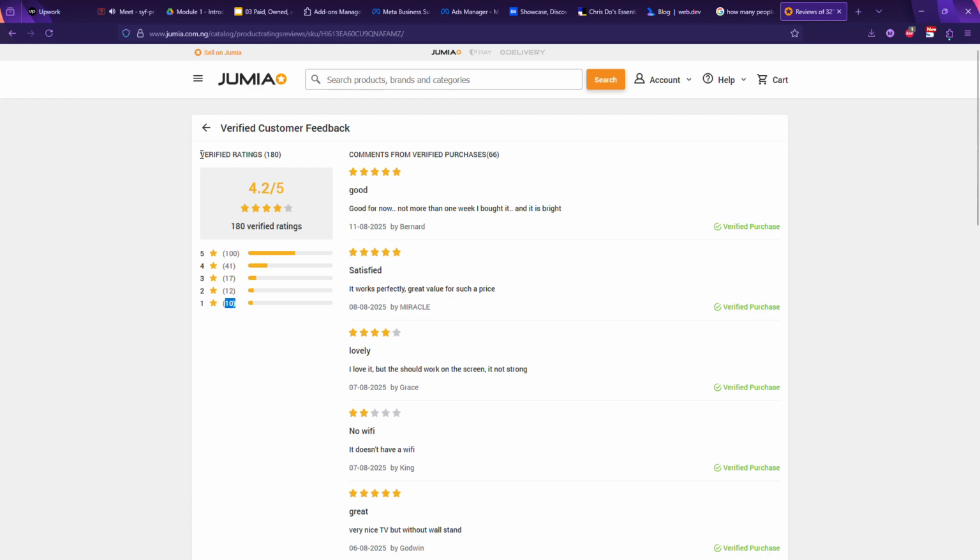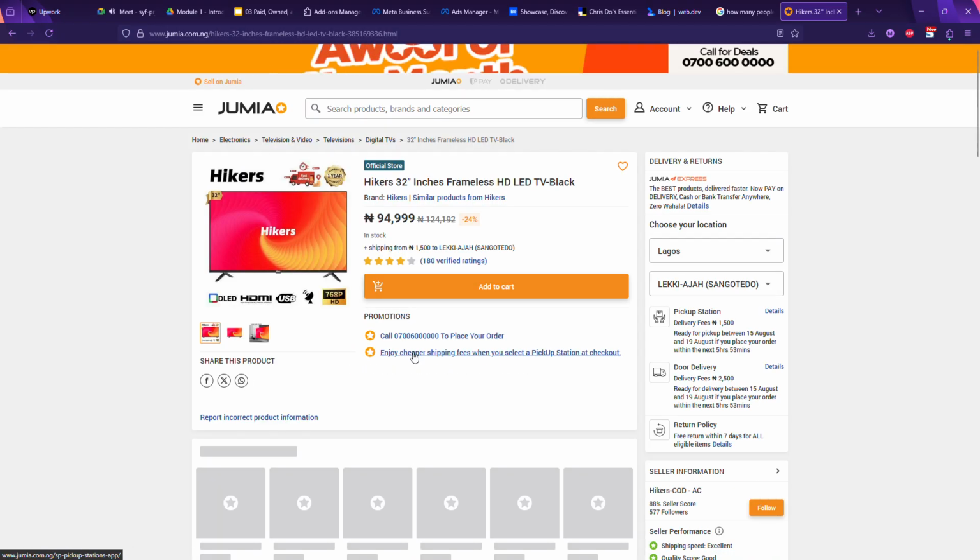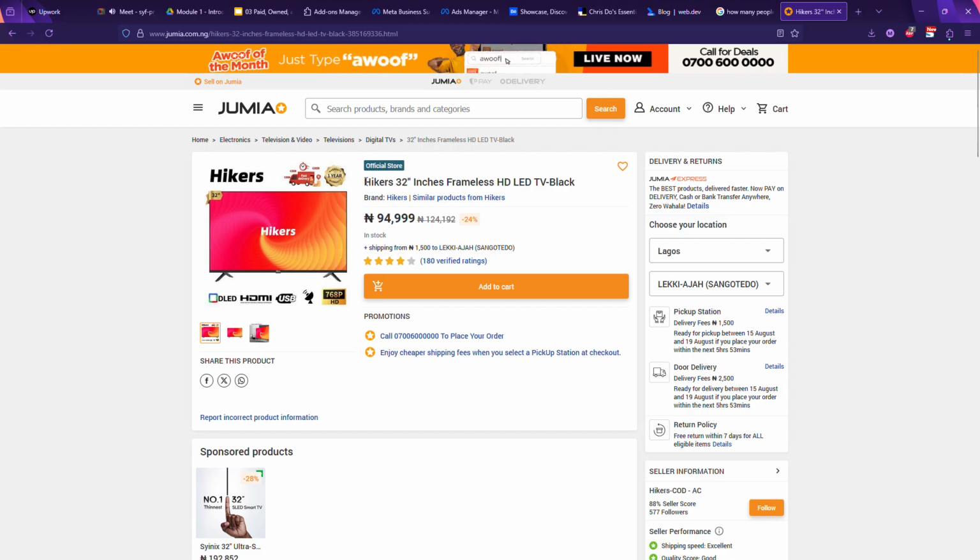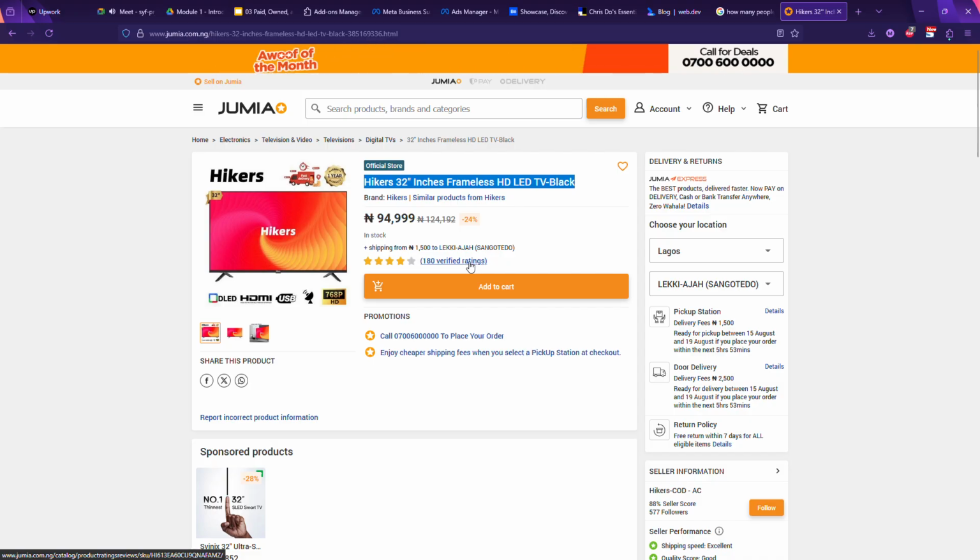But in ratings, that is earned media, it's what the company has earned, and this particular product, Hiker's 32-inch frameless HD LED TV black, has earned 180 verified ratings. So this is more credible to customers. Just like when we are about to buy something, we would ask our friends. We make purchasing decisions like that.